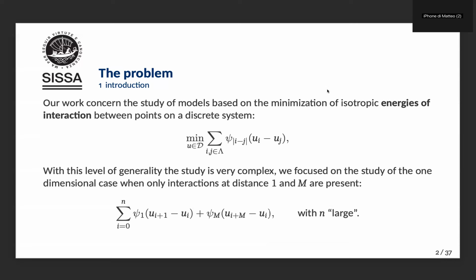We will only consider 2 non-zero kinds of interactions, the one depending on distance 1, so the interaction between nearest neighbors, or the interaction between neighbors at distance m. Okay. And we also set the problem in a one-dimensional environment, so we will have some equispaced points on a line.